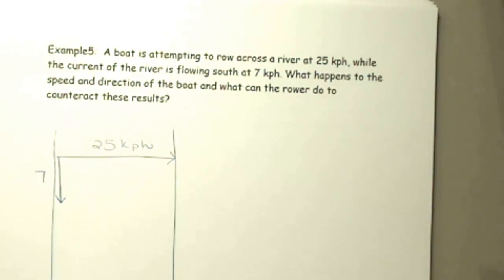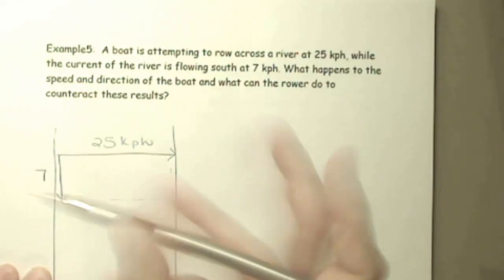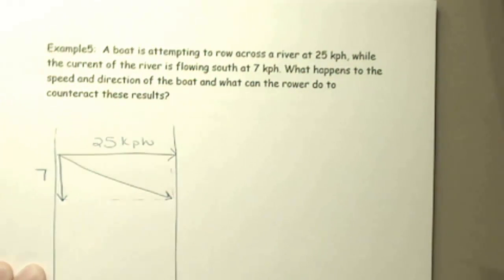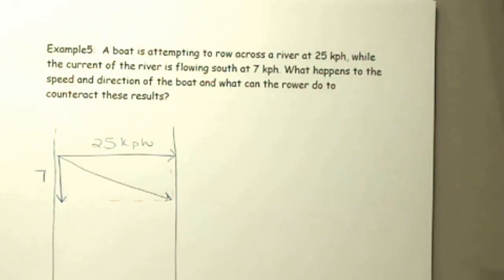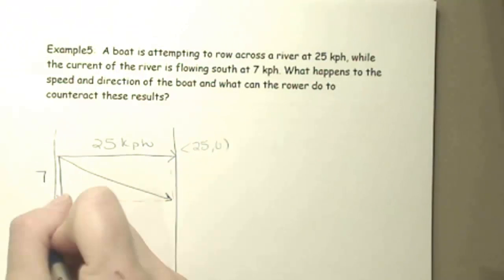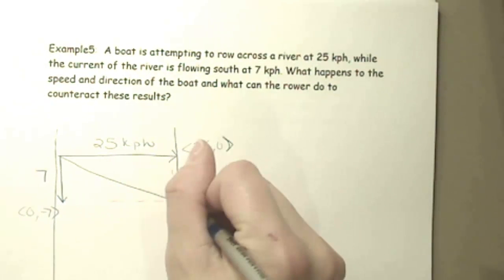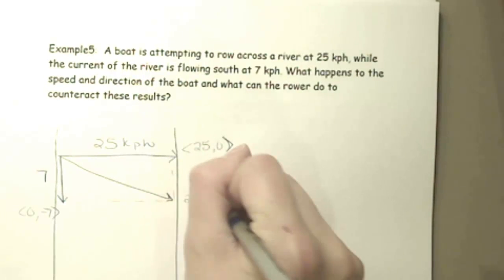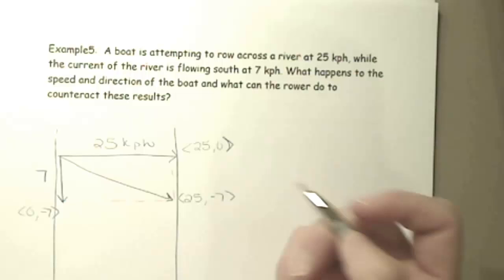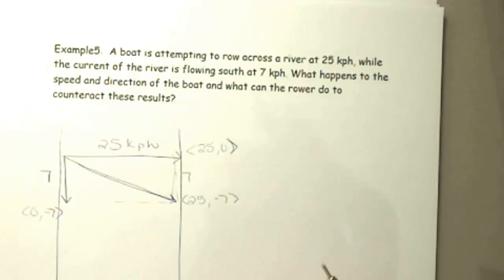So this is an application problem in which we are going to find the speed and direction of the boat and what the rower can do to counteract what happens to the boat. So in order to find the resultant vector for the boat, I'm going to do the parallelogram method, and I can see that this is the resultant vector. So basically, if we're going 25, 0, and 0, -7 as the component form of the vectors and adding them, we can see that the boat goes 25, -7. So to get the direction of magnitude, magnitude is easy because that little Pythagorean theorem will get us the magnitude.